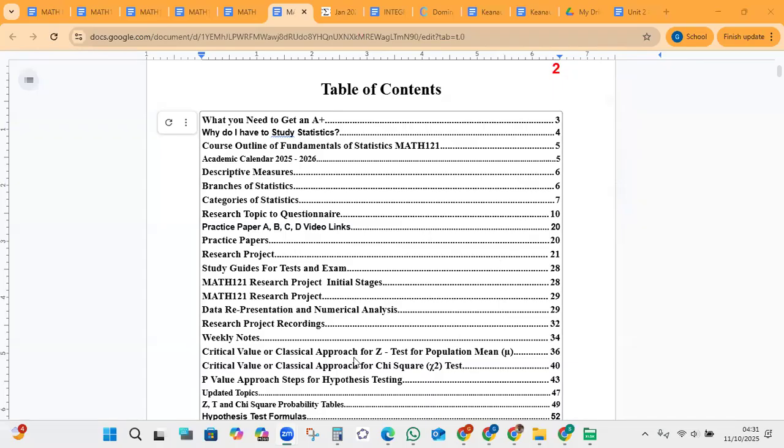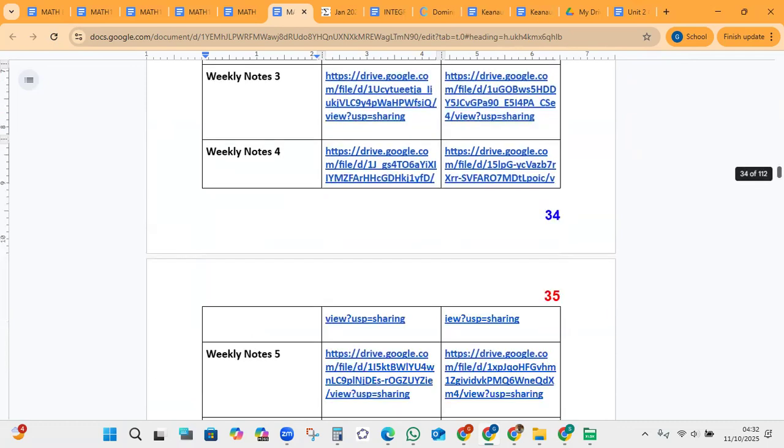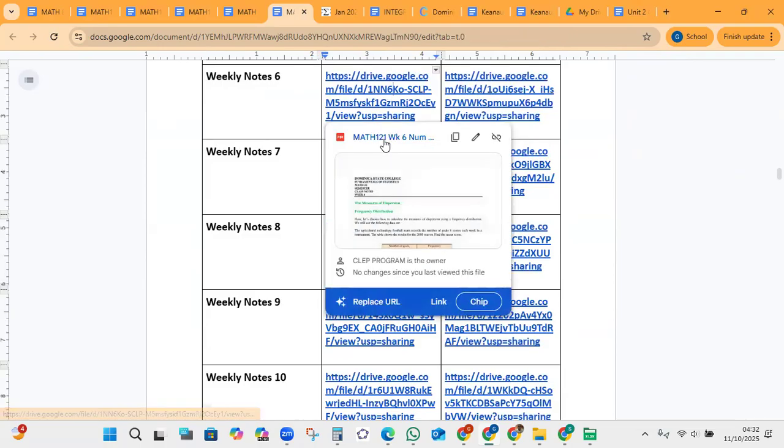We are all familiar with where to obtain the weekly notes, and we are looking at weekly note 6. Bear in mind, they come in PDF and video format. You can look at the video format and it will break it down for you, but let's look at the PDF format.